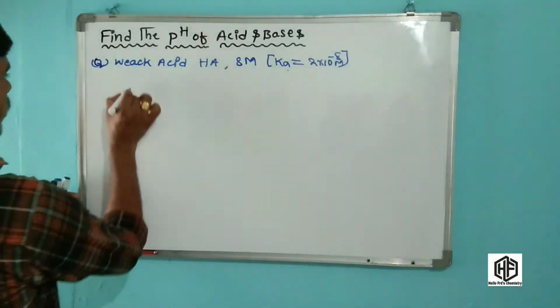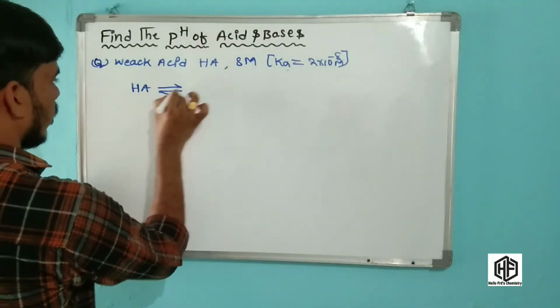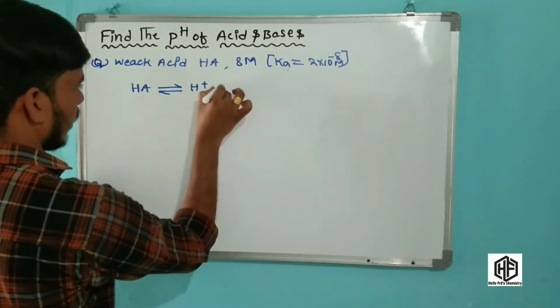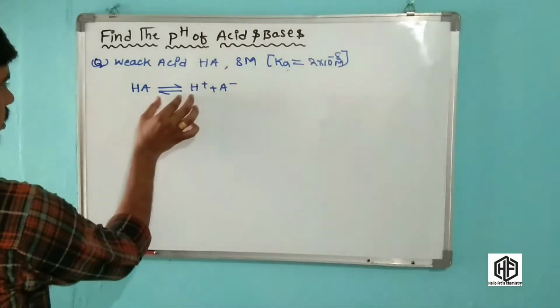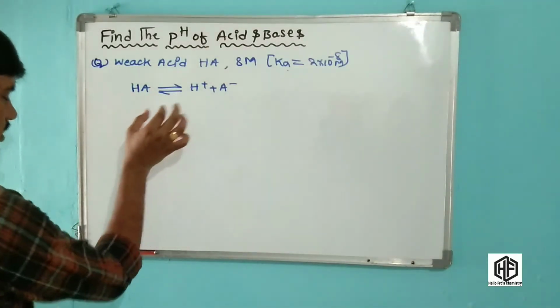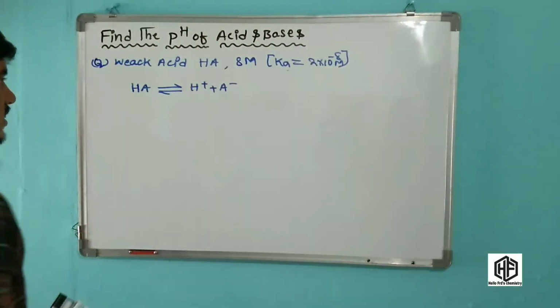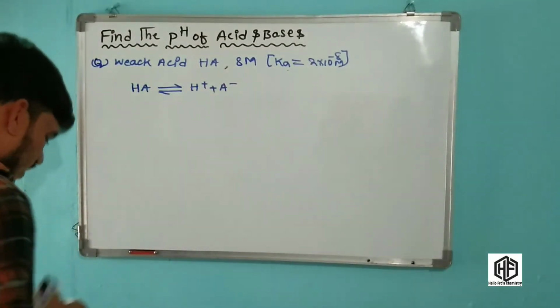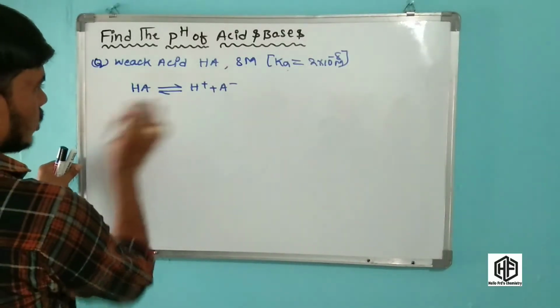Friends, you know that a weak acid dissociates into H plus and A minus. It cannot be 100% dissociated because it is a weak acid. This symbol is present in there, which is called the equilibrium symbol. Friends, this is the weak acid: HA is in equilibrium with H plus and A minus ions. How to calculate the pH value of the weak acid?